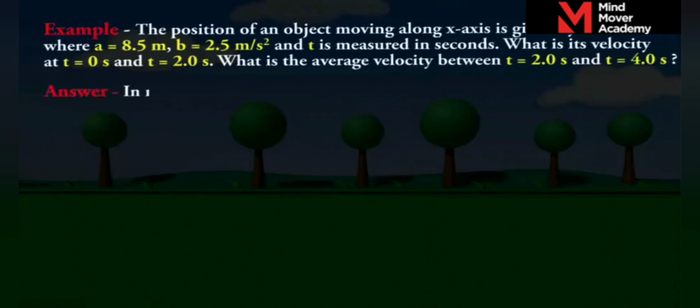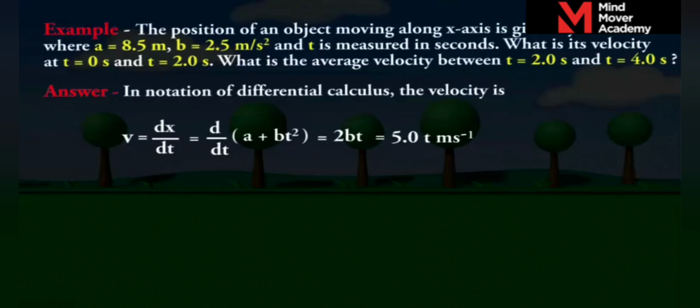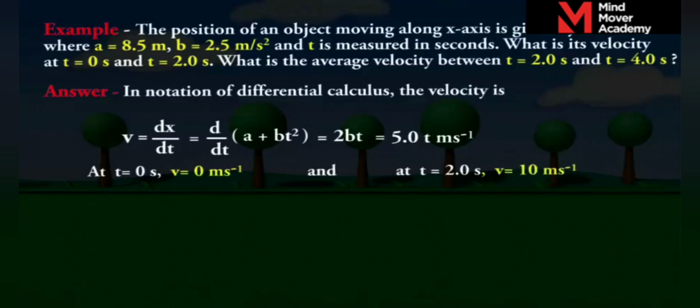Answer. In notation of differential calculus, the velocity is v = dx/dt = d/dt (a + bt²) = 2bt = 5.0t m/s. At t = 0 s, v = 0 m/s, and at t = 2.0 s, v = 10 m/s.